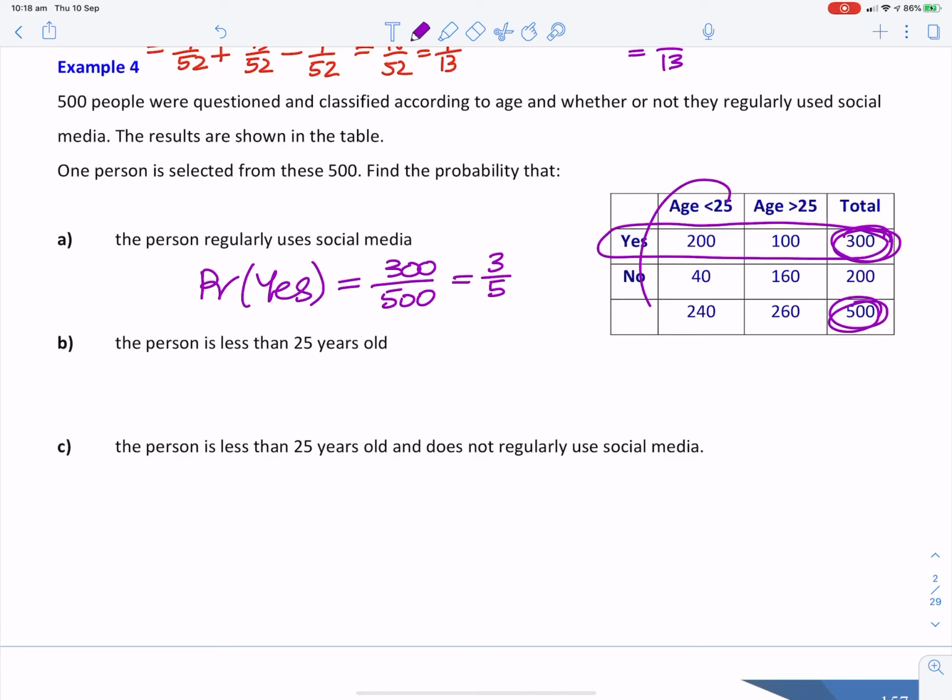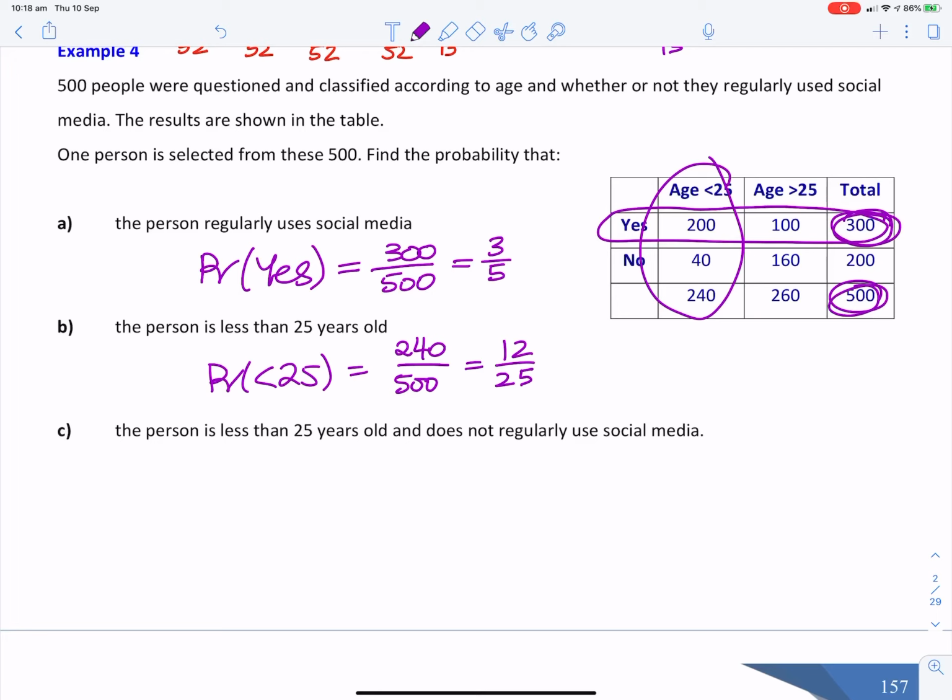The person is less than 25 years old. We know there's 240 people who are less than 25 years old out of 500. Divide them both by 20, we get 12 on 25.